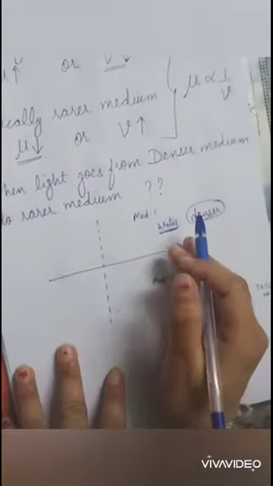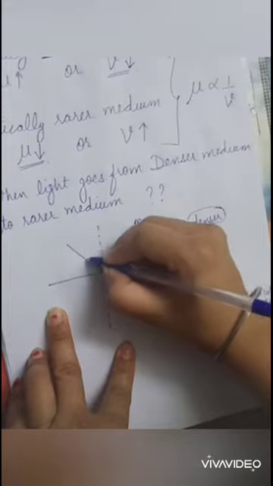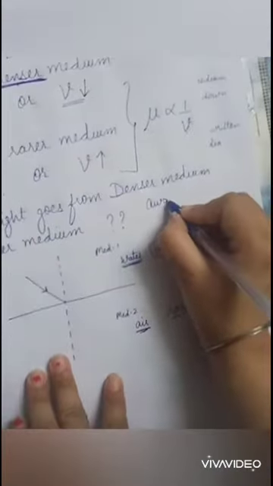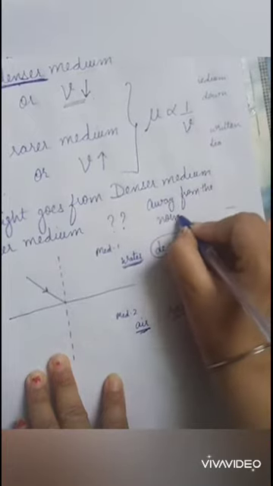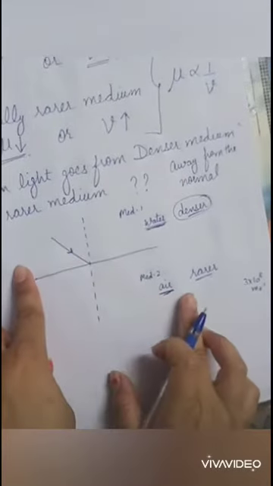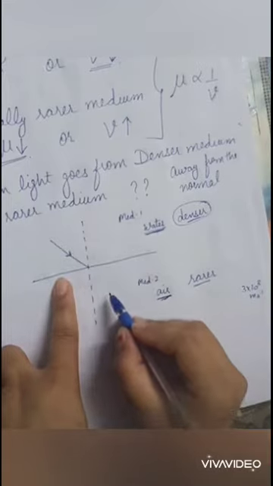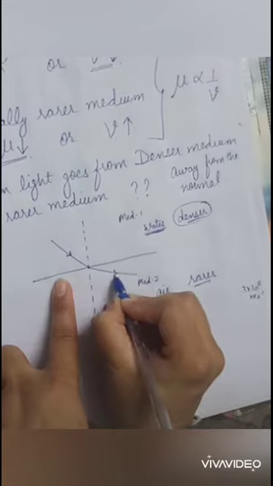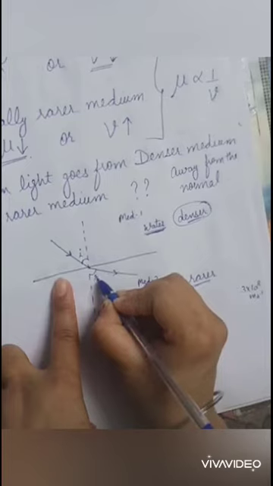Okay, now when light goes from denser to rarer medium, it goes away from the normal. This is medium first, this medium is denser and this medium is rarer. It changes its direction. This is angle of incidence, this is angle of refraction.